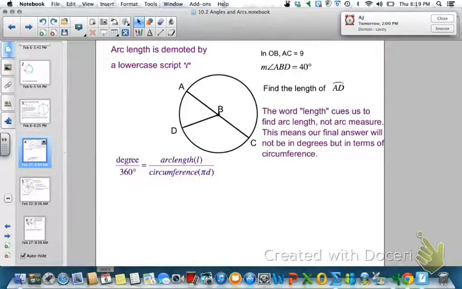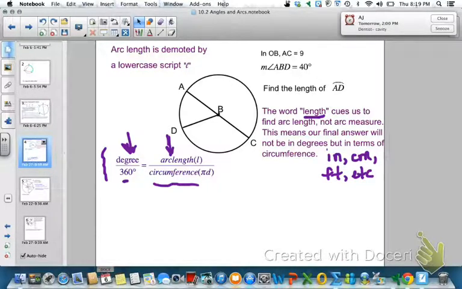We find it using this ratio, this proportion: the degree measure out of 360 equals the arc length out of the whole circumference, which we find by pi times d. Notice 360 and circumference really are equivalent measures, just in different units. The same is true of degree and arc length. When you see the word length, it cues you that they want you to find the arc length, not the arc measure. So your final answer will not be in degrees, but in units such as inches, centimeters, feet, etc.